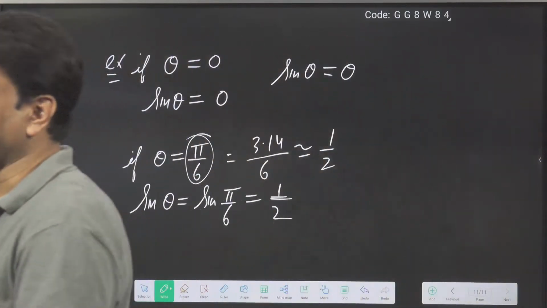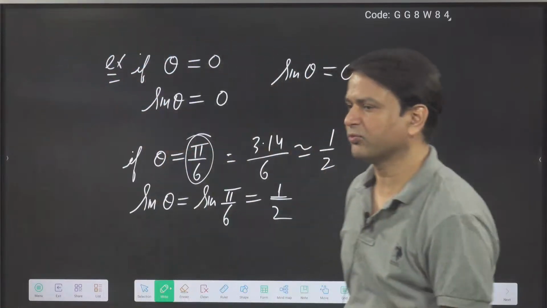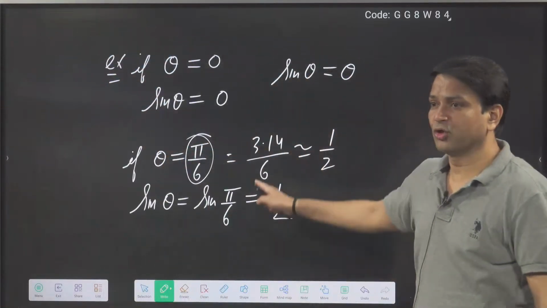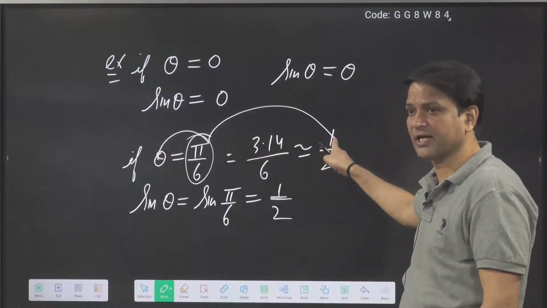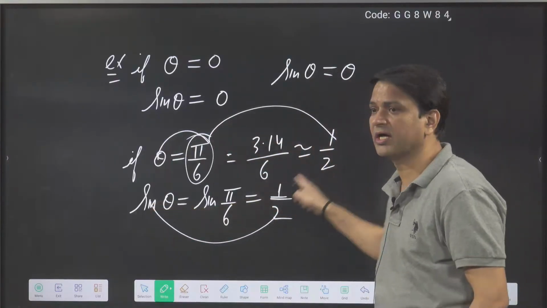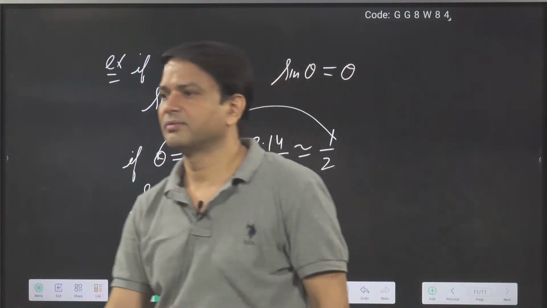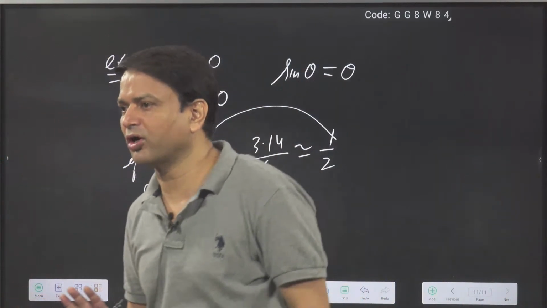Theta, if I am writing pi by 6. So pi by 6 is what? Pi is 3.14, by 6. What am I getting? Nearly 1 by 2. So you can see theta, pi by 6, is nearly equal to 1 by 2. And what is the sine theta I am getting? 1 by 2. Both are nearly equal or not?